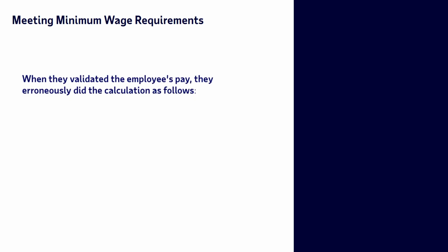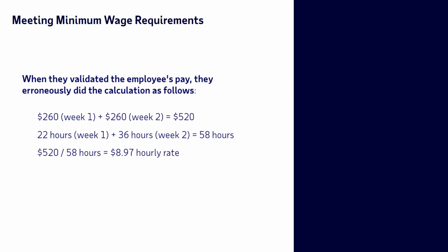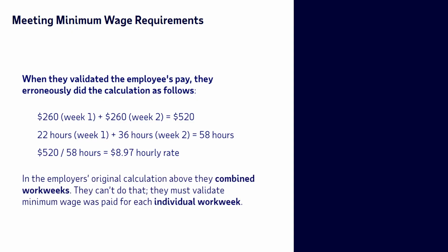The employer in the scenario did not realize they were out of compliance. When they validated the employee's pay, they erroneously did the calculation as follows. The issue with the employer's original calculation above is that they combined work weeks. They can't do that. They must validate minimum wage was paid for each individual work week.